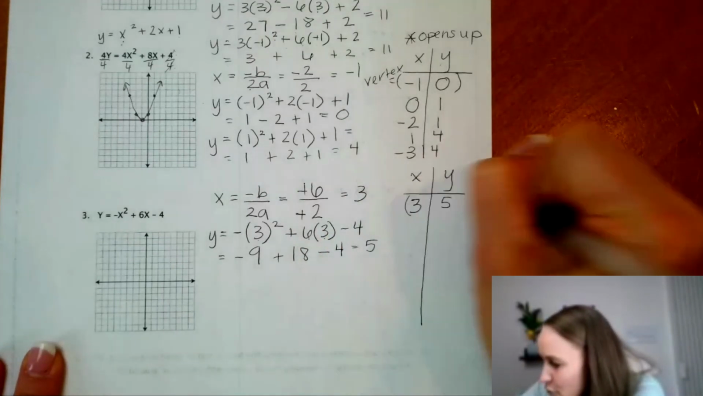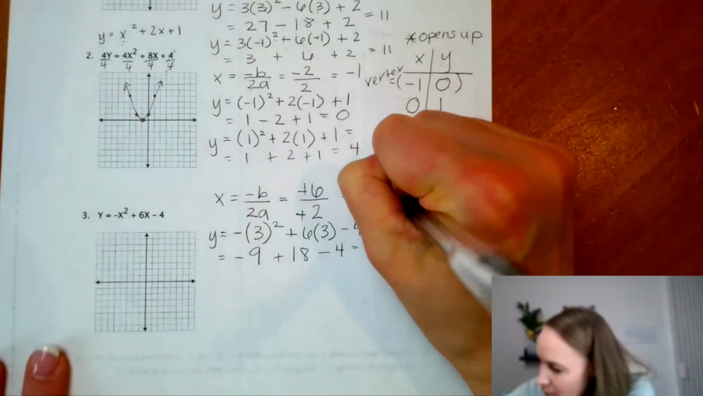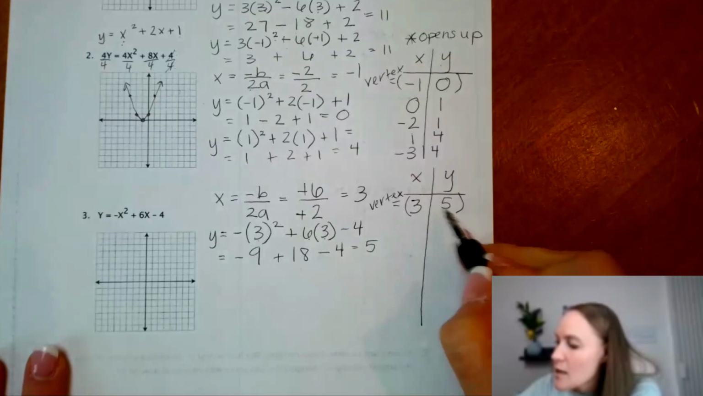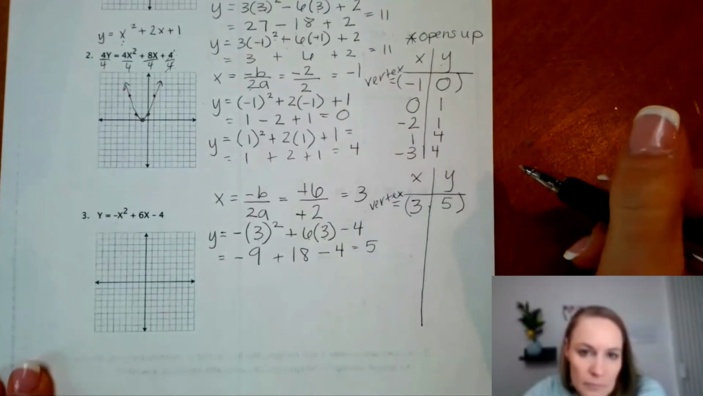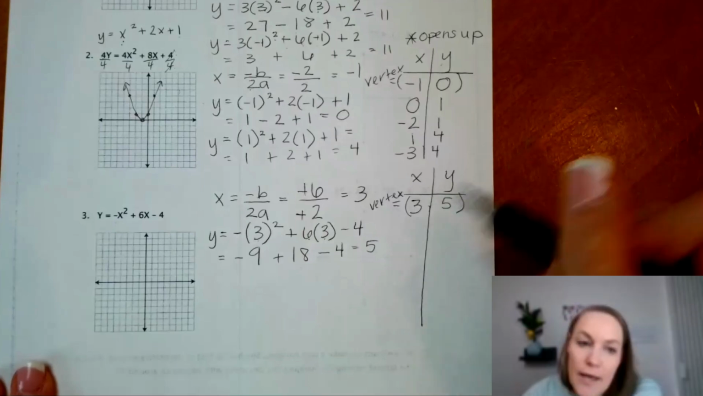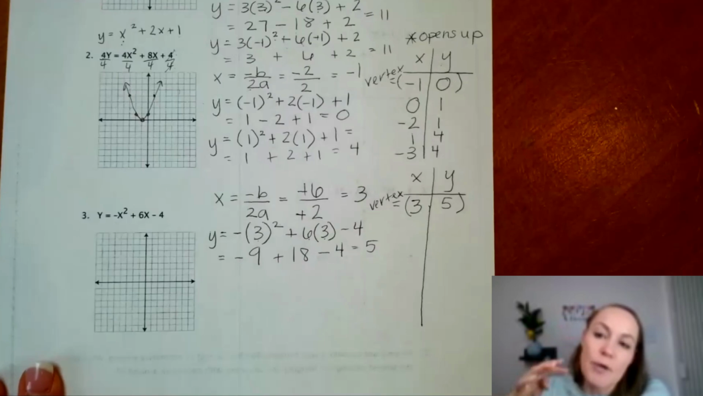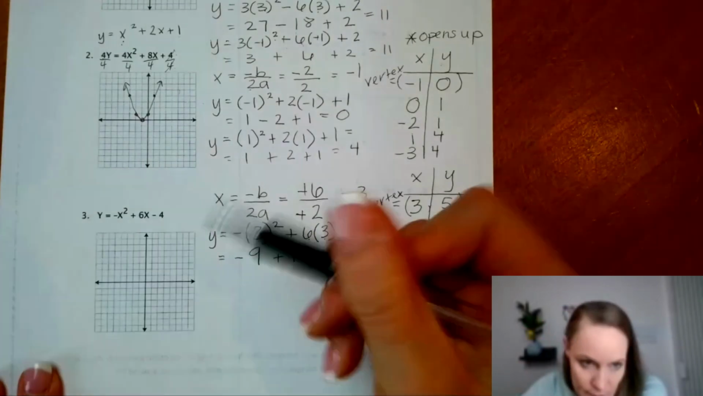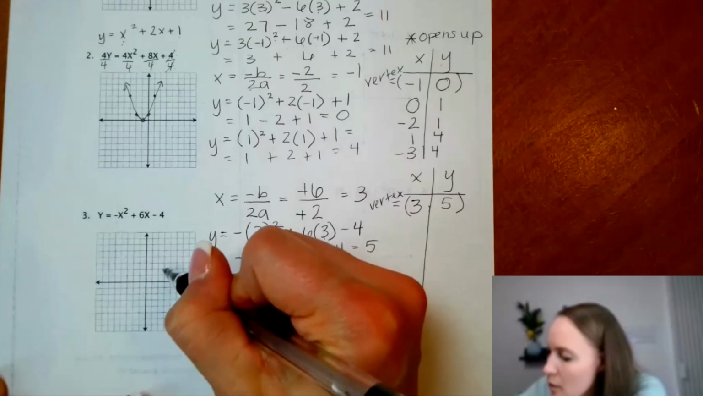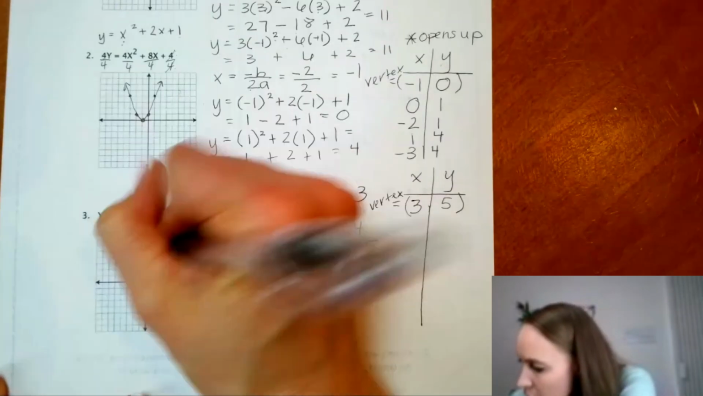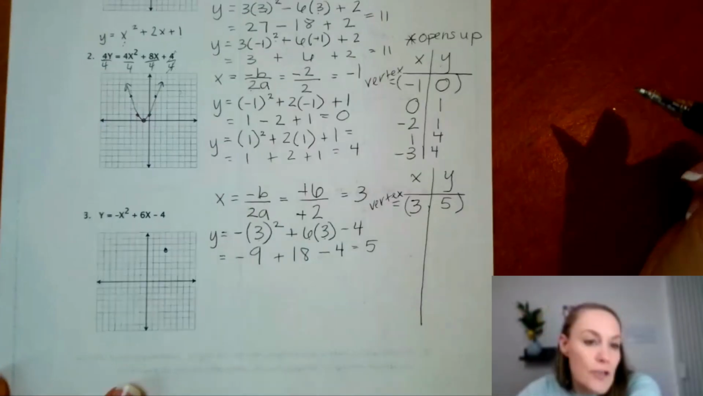And then if your teacher wants you to identify the vertex, you can just write vertex equals 3, 5. Okay, so I can go ahead and plot that so that I can see in my mind how this parabola is going to be graphed. 1, 2, 3, 1, 2, 3, 4, 5. Okay, so that looks good.